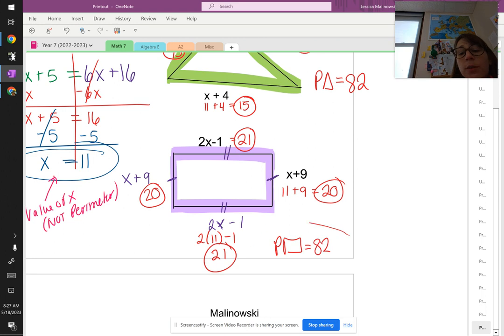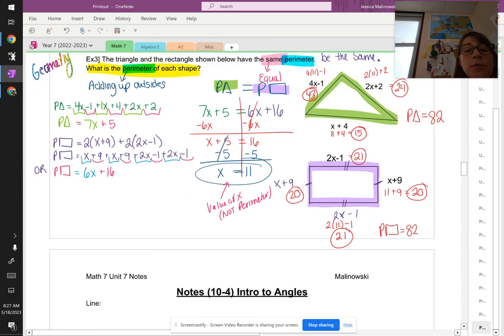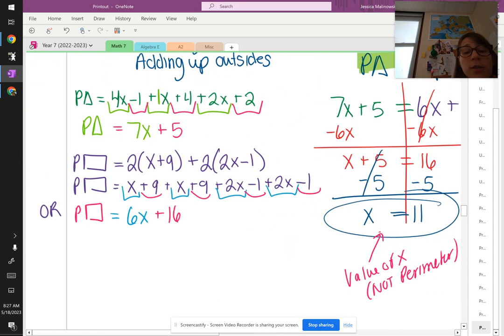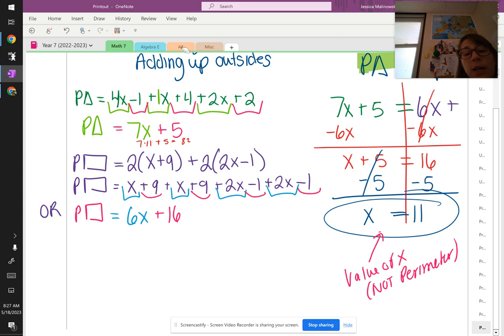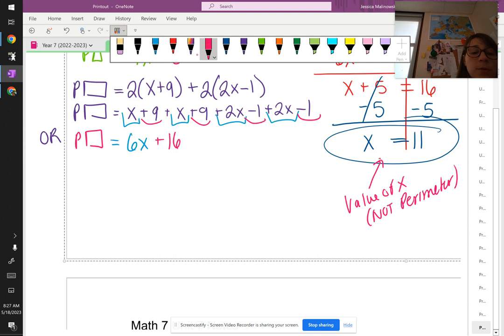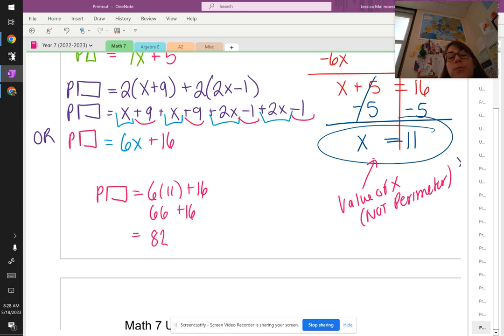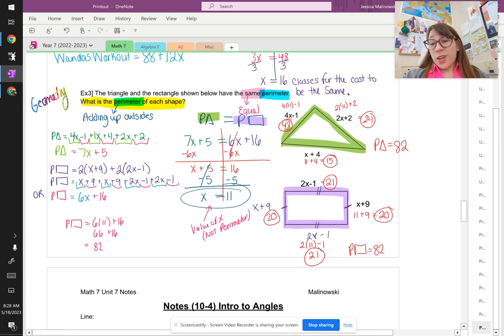Now, this wasn't the only way you could have done this. You could have also come over here to our expressions and plugged 11 into the 7x plus 5, right? 7 times 11 is 77, plus 5 is that 82. And same thing down here with the 6x plus 16, right? And I'll just show you that once. Per rectangle, 6 times 11 plus 16, 66 plus 16 is that 82. So just make sure you're answering the question that it's asking you.